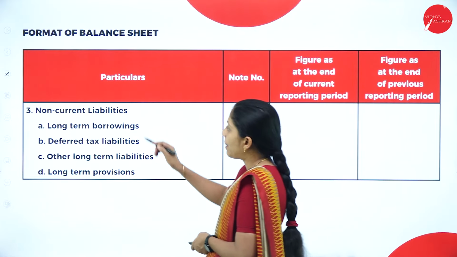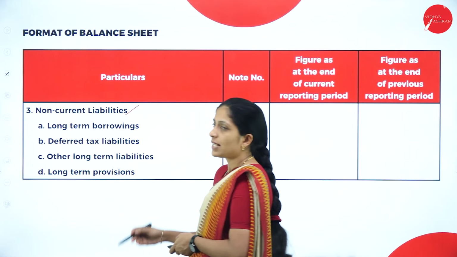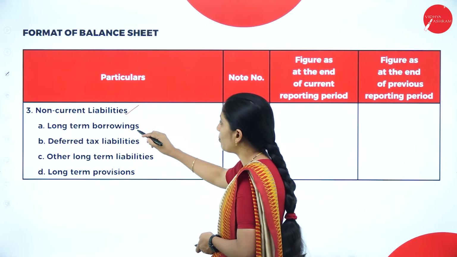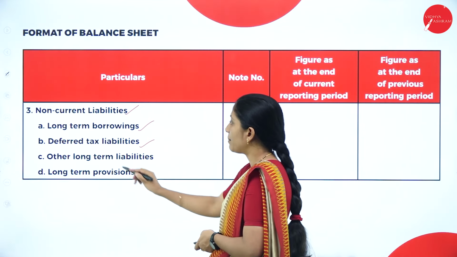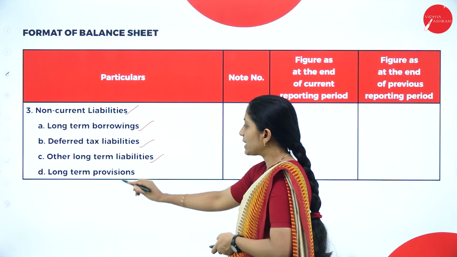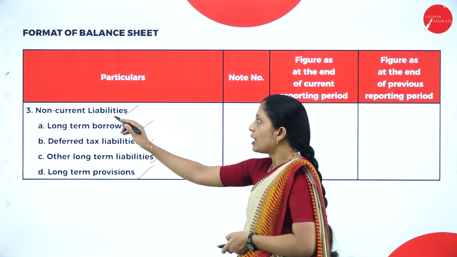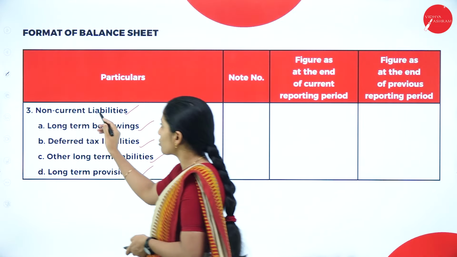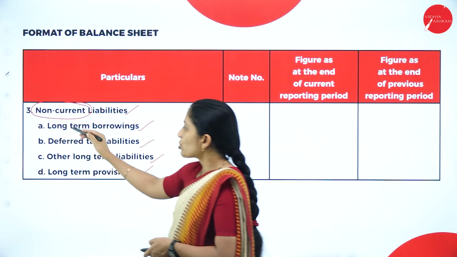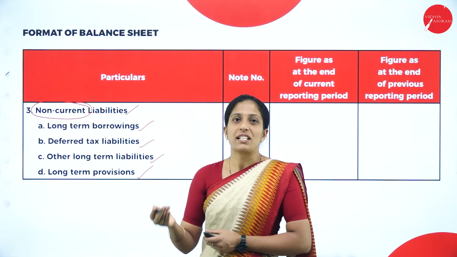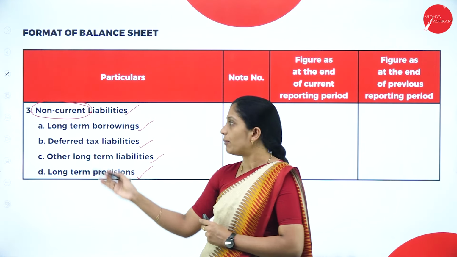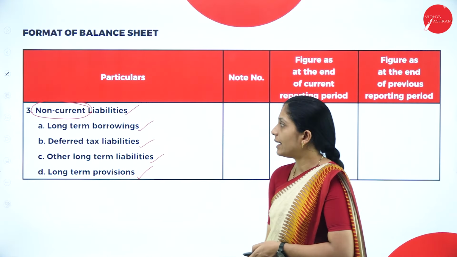Next, non-current liabilities. Third one is non-current liabilities. Under that, we have long-term borrowings, deferred tax liabilities, other long-term liabilities, long-term provisions. So non-current means what? It is understood that it is for longer term. So any liability that comes for a longer period of time comes under non-current liabilities.